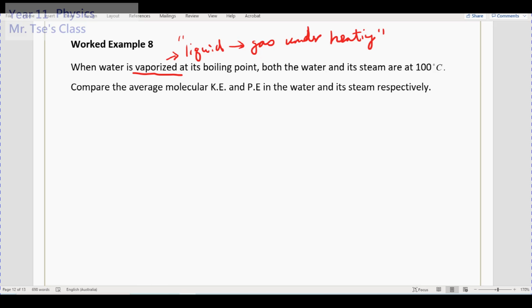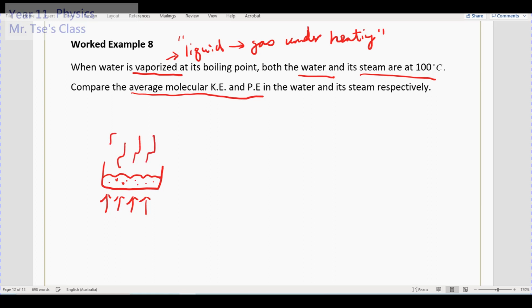At the boiling point, both water and steam are at 100 degrees Celsius. Compare the average molecular kinetic energy, KE, and PE in the water and steam. Just think about the picture. Let's have a bowl right here, heating up. I have a lot of water bubbling in it, and you will have steam.